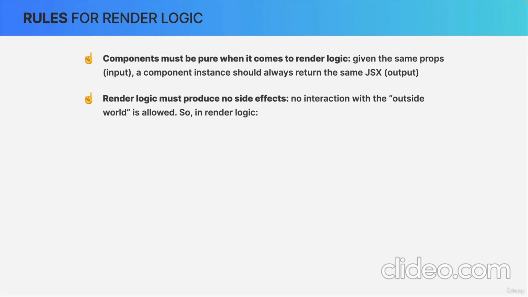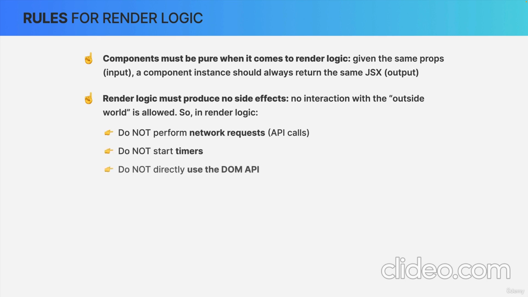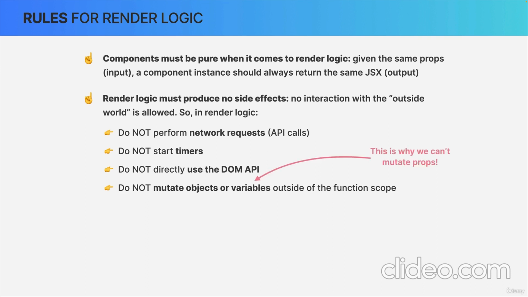This means that render logic is not allowed to perform network requests, to create timers, or to directly work with the DOM API, for example, listening to events using addEventListener. Now, according to what we learned previously, render logic must also not mutate objects or variables that are outside the scope of the component function. And this is actually the reason why we cannot mutate props, which, remember, is one of the hard rules of React. And so now you know why that rule exists. It's because doing so would be a side effect, and side effects are not allowed.